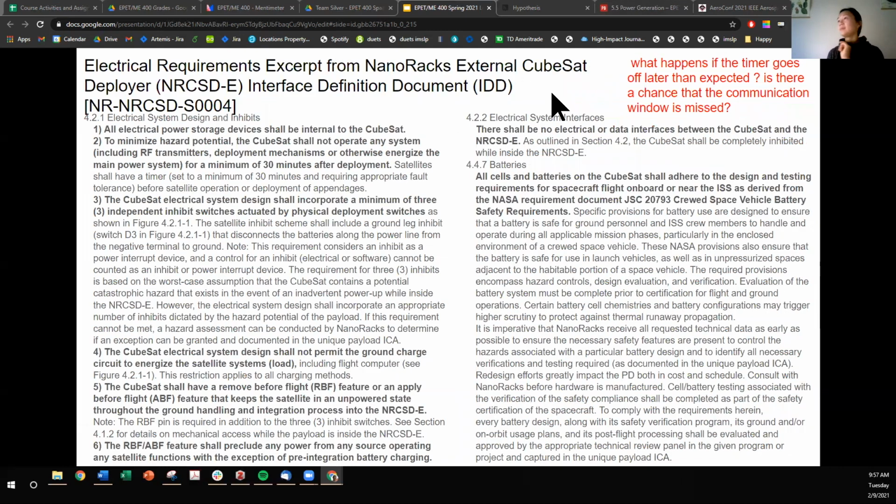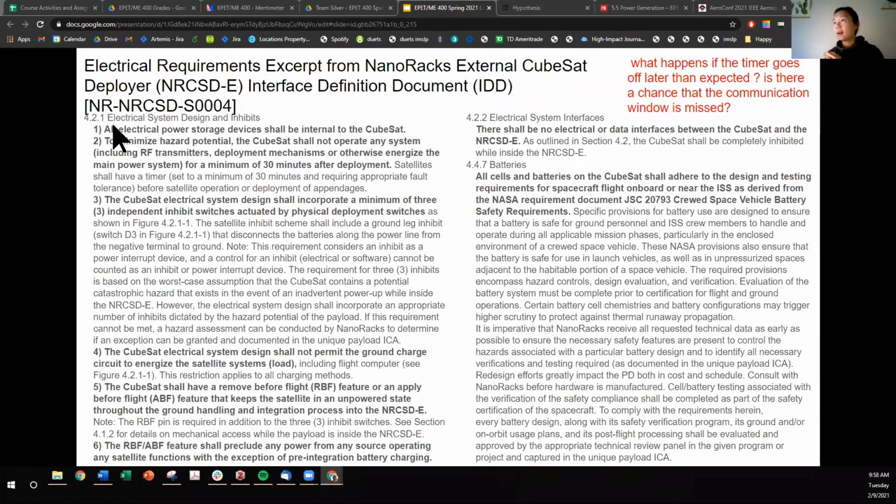Okay. Next document. Electrical requirements from the NanoRex interface definition document. Let's go through some of these. Some of them will be redundant with the NASA launch provider, but as we know with requirements, there can be multiple that overlap. The one that you want to take is the most conservative one that applies to your system.